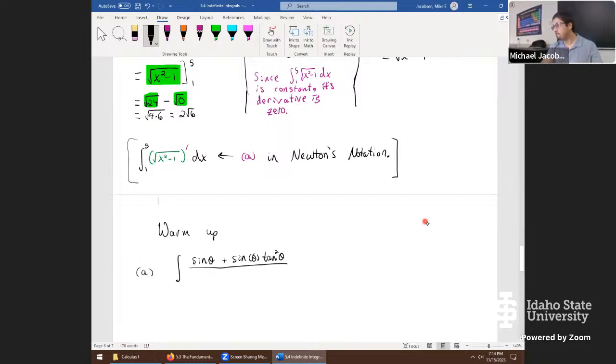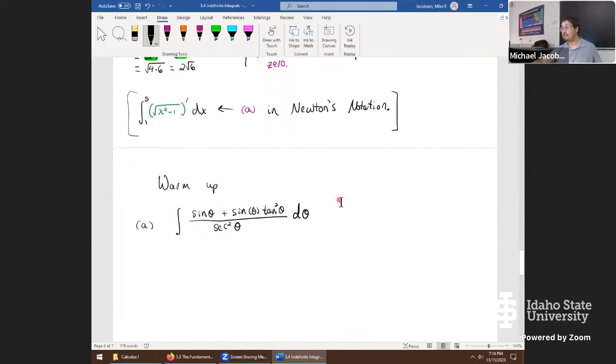And the whole thing is divided by secant squared of theta, d theta. So this one's indefinite. There's no lower limit, there's no upper limit of integration. So we'll find an answer to this, which is going to be a family of functions indexed by that constant C of integration.